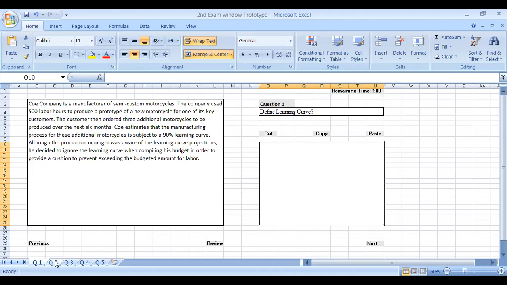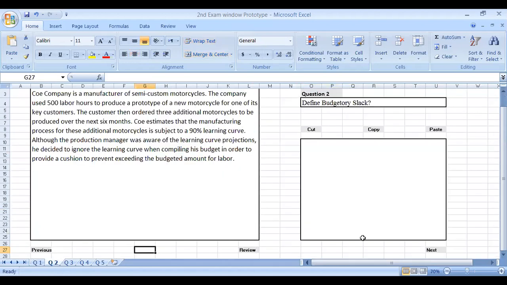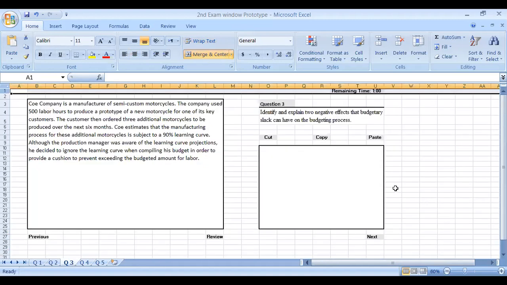Now, when you click on next, your scenario will remain the same, but this area will change. Like here, question 2: what is budgetary slack? You are just supposed to write down what budgetary slack is. But keep in mind that sometimes you may have to get the idea from your scenario. Like in question 3, identify and explain 2 negative effects that budgetary slack can have on the budgeting process. Again, you are supposed to type your answer.